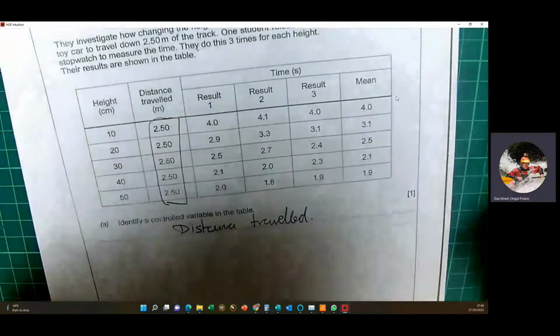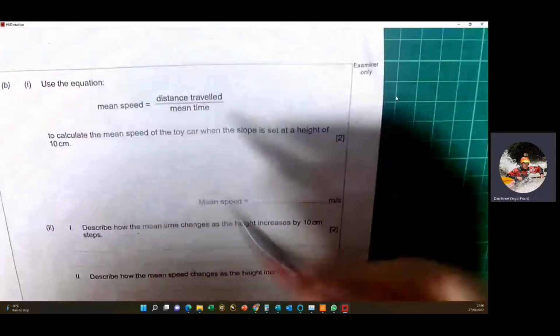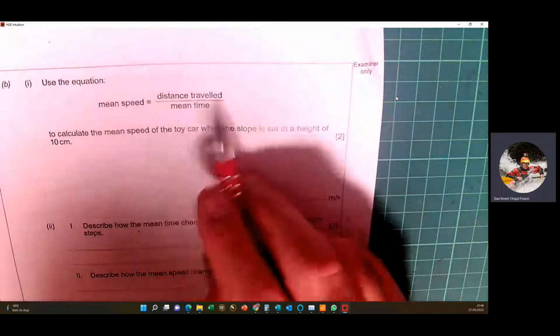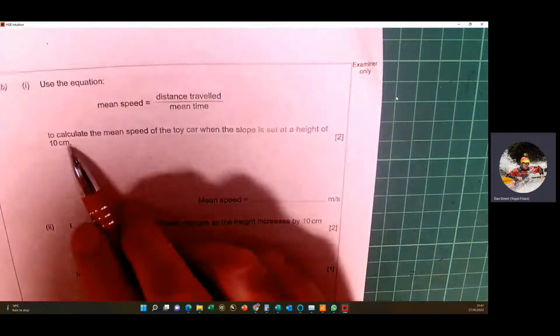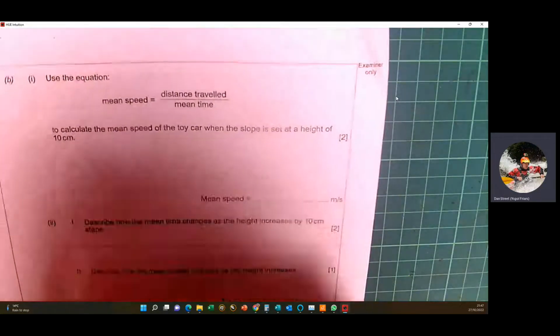And then if we move on to the actual final page. So again, we're given an equation, and to be fair, most people will be able to use this without any issues at all. So the mean speed is the distance travelled divided by the mean time, to calculate the mean speed of the toy car when the slope is set at a height of 10 centimeters.